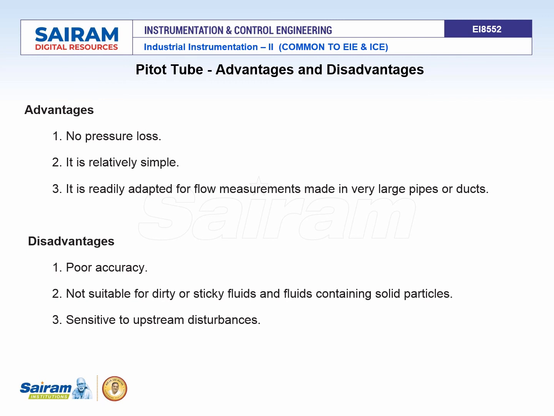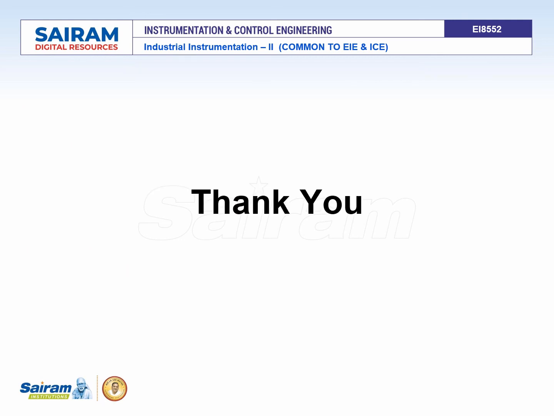And there are various advantages and disadvantages of the pitot tube. Coming to the major advantages, it has no pressure loss, the construction is very simple, and it is readily adapted for flow measurements in large pipes or ducts. The disadvantages are that the flow rate is very low, it has some poor accuracy, and the most important disadvantage is that it is not suitable for dirty or sticky fluids and fluids containing solid particles. It is very sensitive to upstream disturbances.